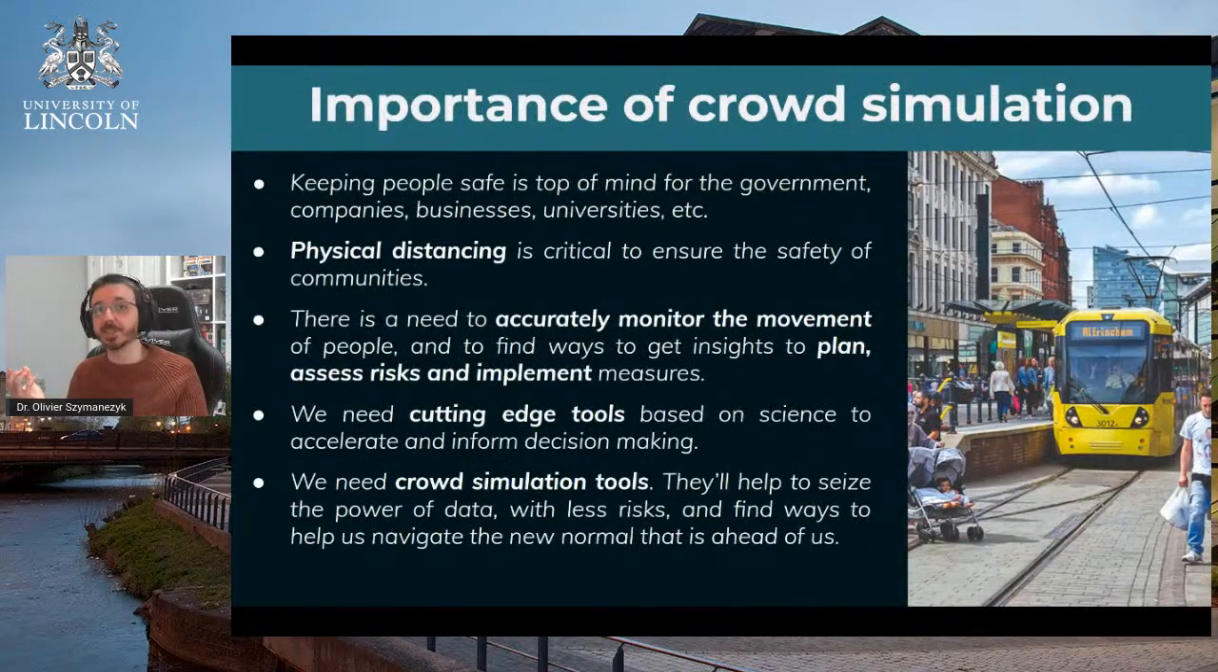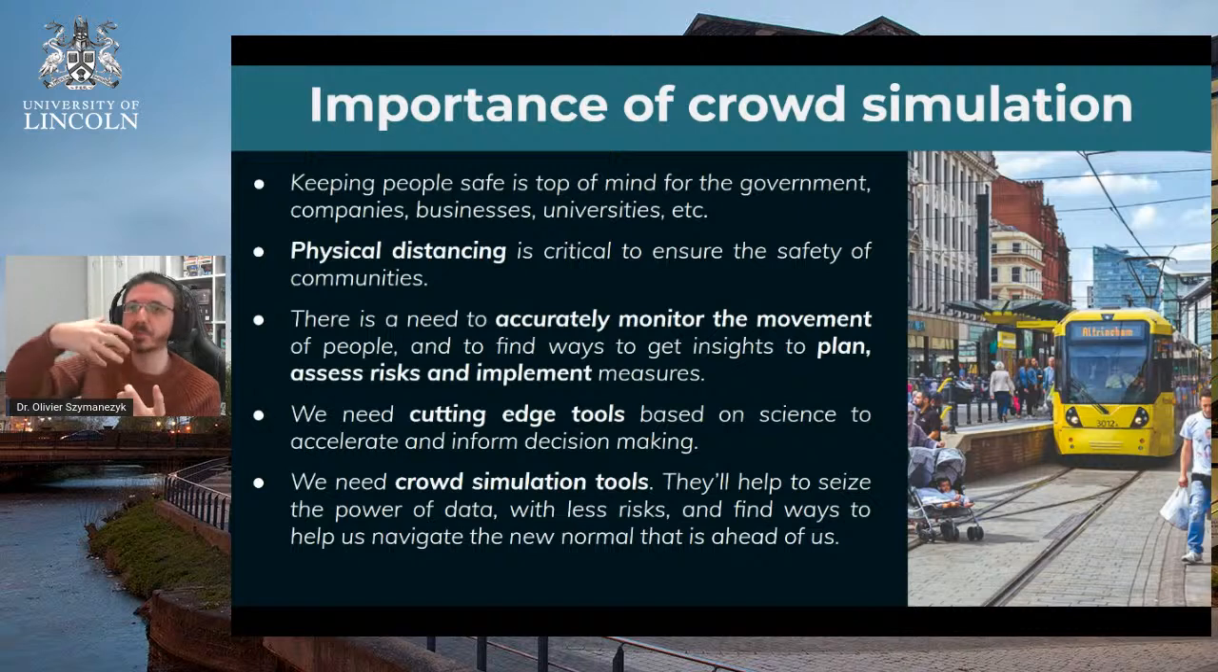However, even with a vaccine and things getting better, the lockdown has changed our habits. Safety is first on our minds, and keeping crowd movement safe is top of mind for companies, governments, universities, etc. Research shows that physical distance is critical to ensure the safety of communities. People physically separating themselves from others helps stop the virus from spreading. Therefore, there is a need to accurately monitor the movement of people and find ways to get insights to plan, assess risk and implement measures. What we need are cutting-edge tools and technology to accelerate and inform decision-making. So what we need are tools to simulate crowds, to simulate the movement of people.